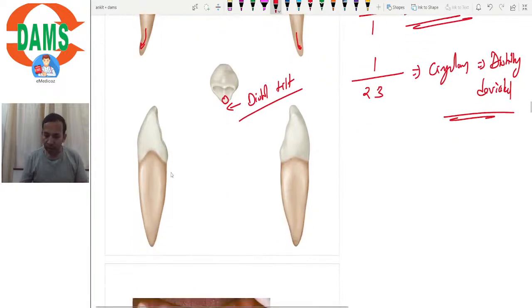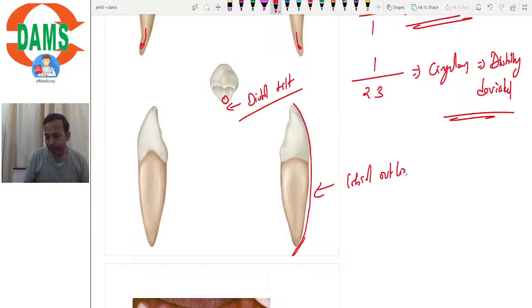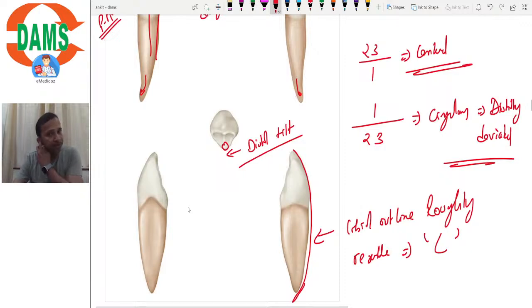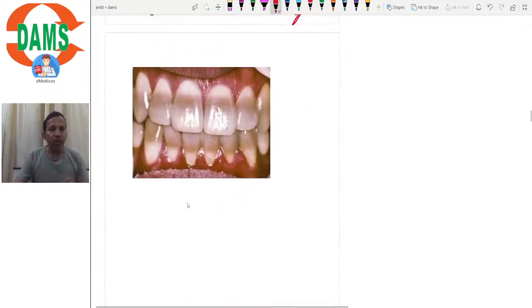Again, one more thing that you must remember is that the labial outline roughly resembles the letter C, right? It roughly resembles the letter C. So this is one of the points which may or may not come as an MCQ. Just remember it, that the labial outline roughly resembles a C. Clear? So let's go to the next point.